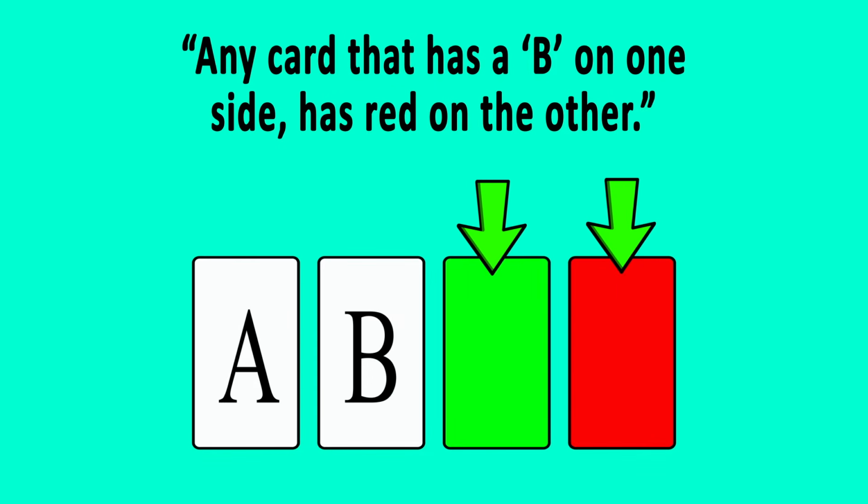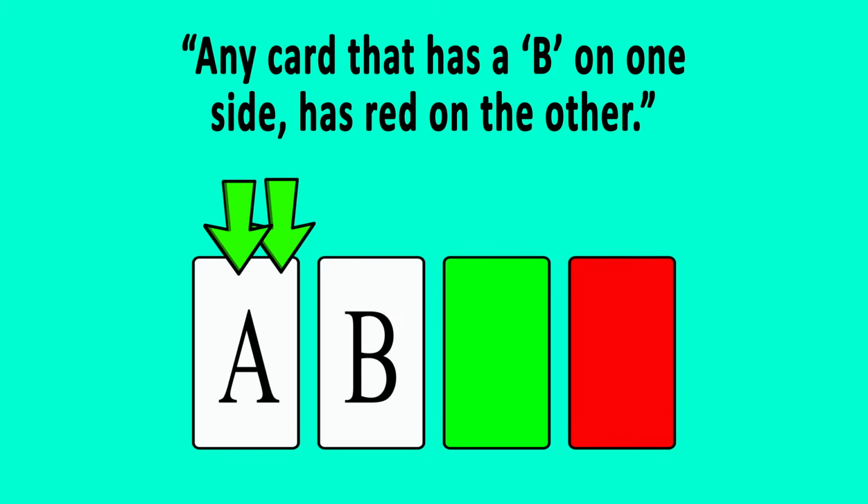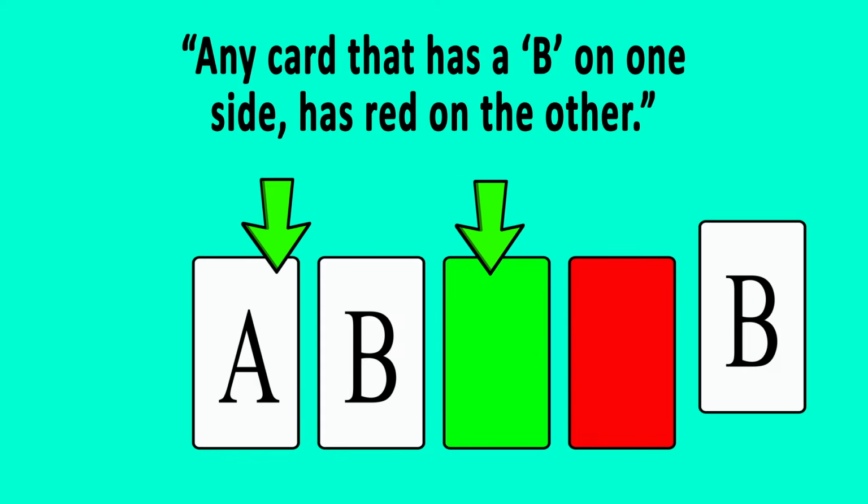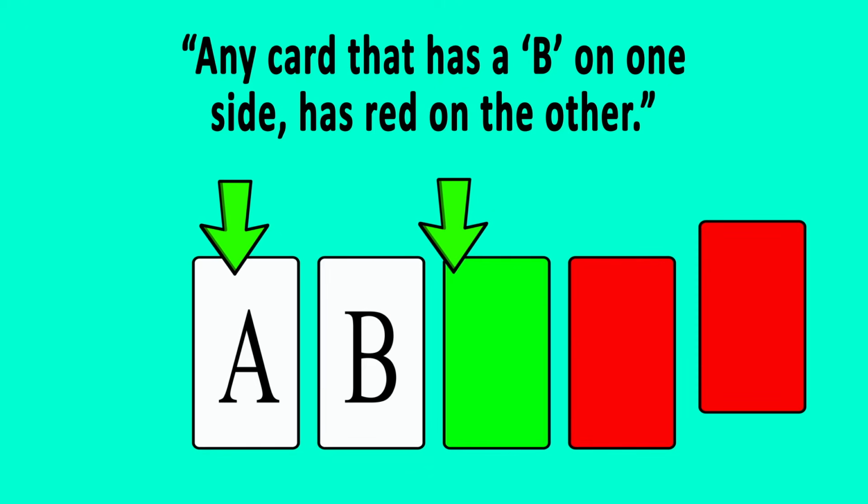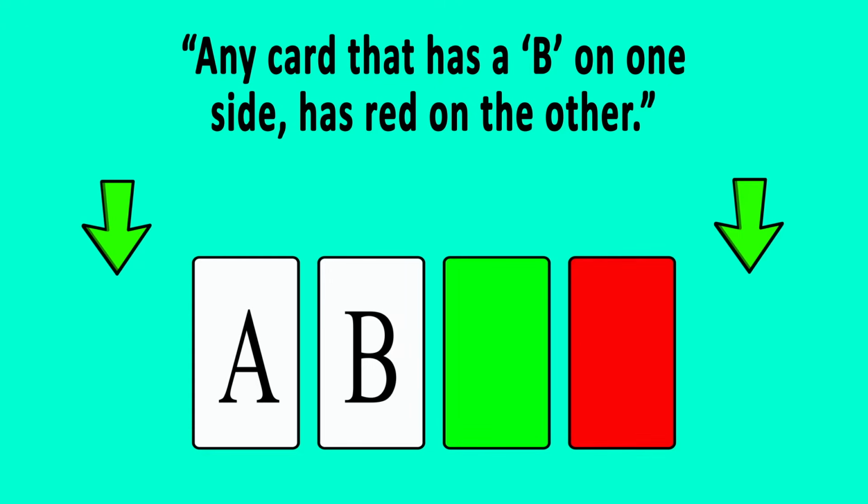Which 2 cards does it make the most sense to flip over in order to test my claim that any card with a B on one side is red on the other side? Feel free to pause the video for a second to think about it if you'd like.